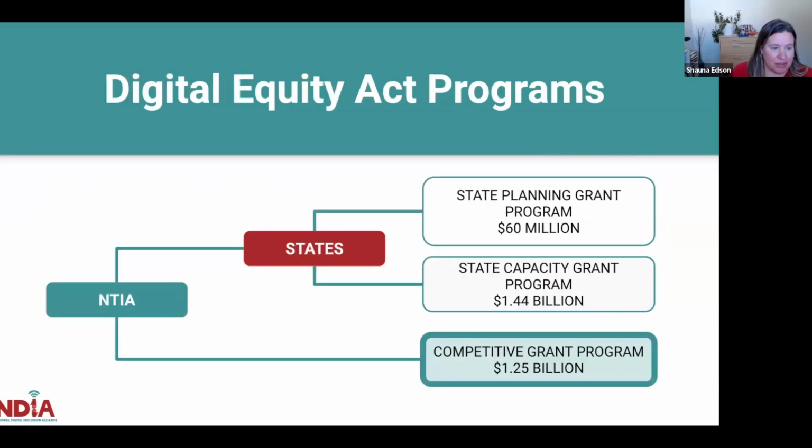And then lastly, we have the competitive grant program. Even though the application window is closed, I want to do a quick cover of the grant program because you'll likely see new programs pop up over the next several years that are funded by the program. And there are 2 future NOFOs or funding opportunities for this grant as well.